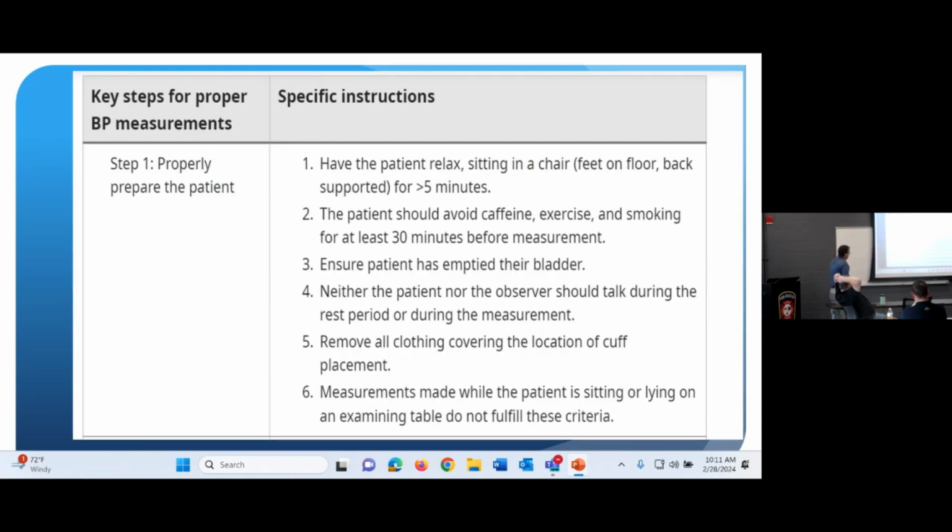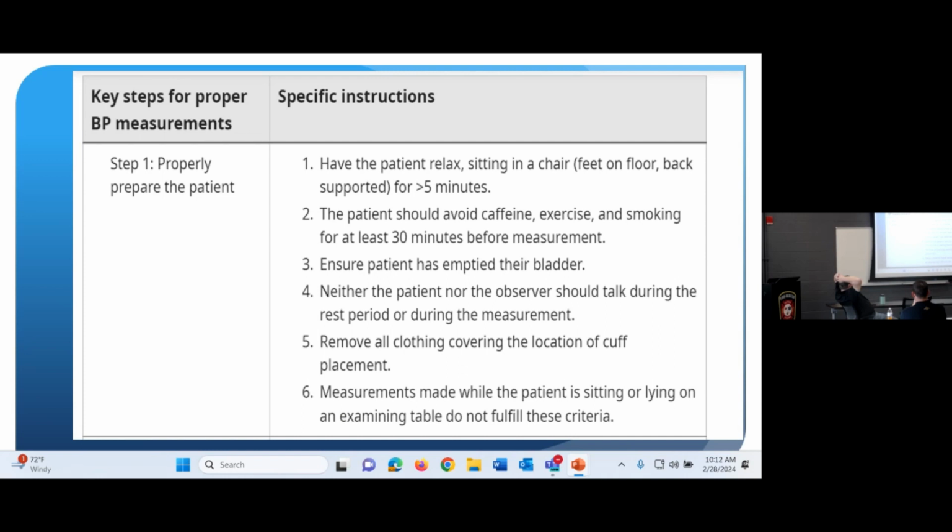Cool. This is off UpToDate, which is like a physician Google, right? It's med literature and talks about how we check blood pressures on people, the appropriate way to determine their blood pressure and the things you can and cannot do. And y'all can read that. I know in the field, y'all do this every day, right?